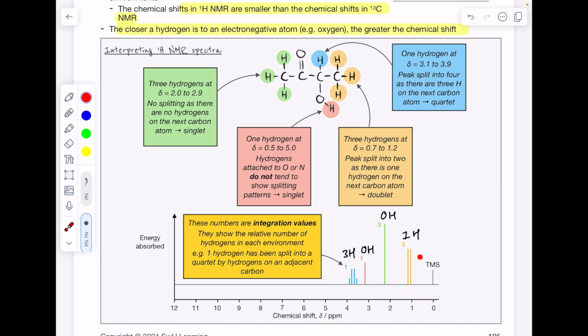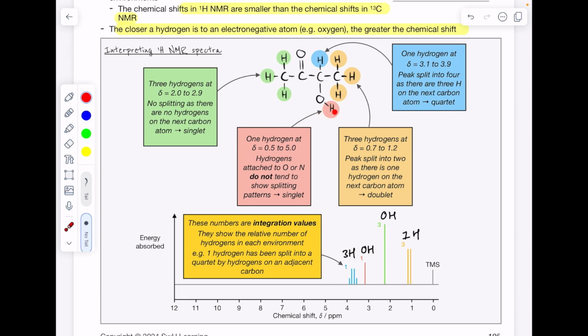And the reason that this peak is split into 2, as we see here, is because, as I've written here, we're expecting 1 hydrogen on the next door carbon atom. And sure enough, the next door carbon atom has 1 hydrogen. If we move along to this hydrogen here, which is represented by the chemical shift here with 4 peaks, we've got 1 hydrogen showing a chemical shift between 3.1 and 3.9. The reason why that peak is split into 4 is because, as I wrote here, there are 3 hydrogens on the next door carbon atom. We call this a quartet, and yes, there are 3 hydrogens here.